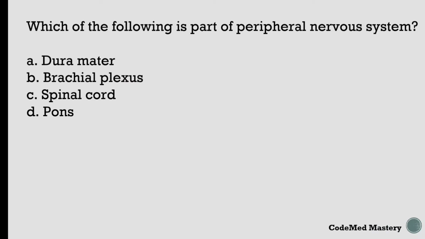Next question, which of the following is a part of peripheral nervous system? Option A, dura mater. Option B, brachial plexus. Option C, spinal cord. Option D, pons. The right answer is option B, brachial plexus. Just for your information, brachial plexus is a group of nerves that begin in the spinal cord and they travel to the shoulder and down to the arm, to wrist and to hand.